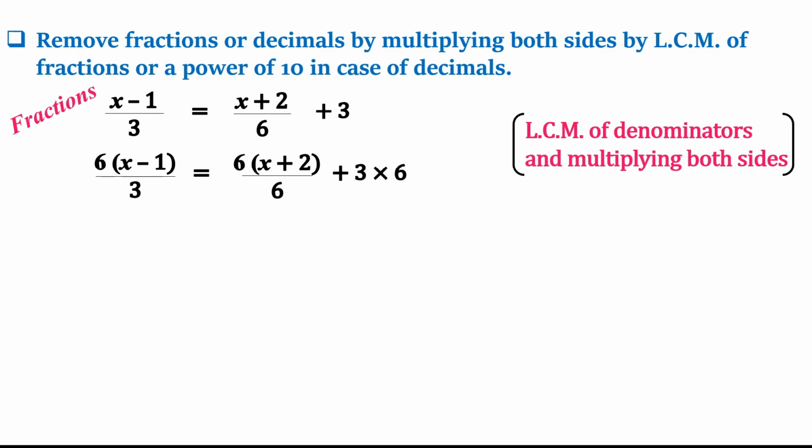Don't just write 6x minus 1, it is wrong. 6 into, in the bracket, x minus 1. This is the correct notation. And see the right hand side, I do the same thing. 6 into, we will close x plus 2, because it is the numerator. The complete numerator has to be multiplied with 6. So I have to introduce this bracket and 6 outside, and then we have plus 3 also into 6. So as you can see, the LCM has been multiplied with every term. In the first term we can see 6, in the second term we can see 6, and in the third term also 3 into 6.